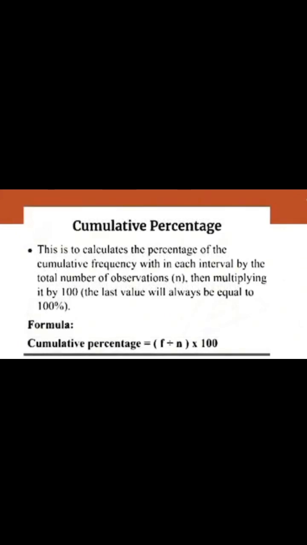And lastly, the cumulative percentage. This is to calculate the percentage of the cumulative frequency of each interval by dividing by the total number of observations, then multiplying it by 100. The last value will always be equal to 100%. The formula is cumulative percentage equals CF divided by N times 100.